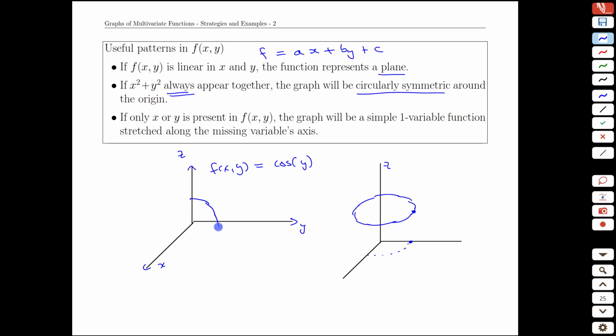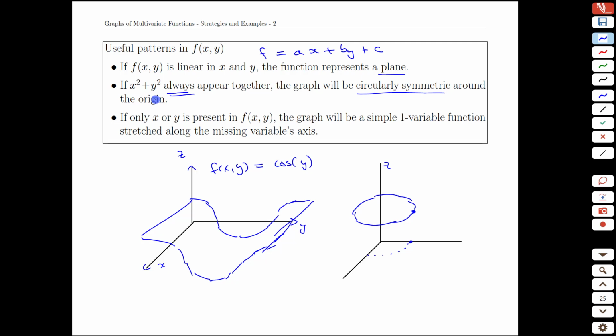And what we would see there is a cos graph, but we'd see it as a pattern along the x-axis, unchanged. So we'd see the cos graph like a ribbon stretched out. It doesn't matter what x is, we're still going to get this up and down motion as we increase y. So if you see a ribbon, one of the ways to achieve that is to have just one of the variables in the function. If we see something circular, you're looking for the x squared plus y squared as part of the formula construction.